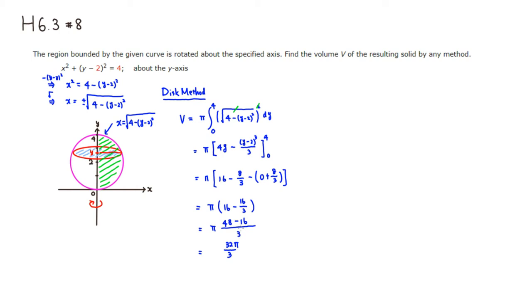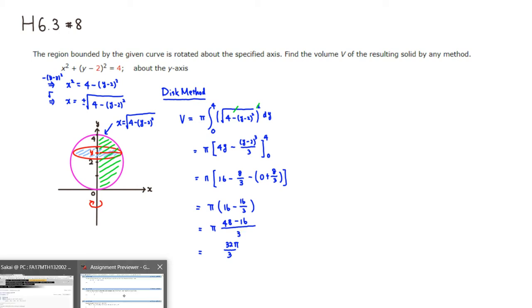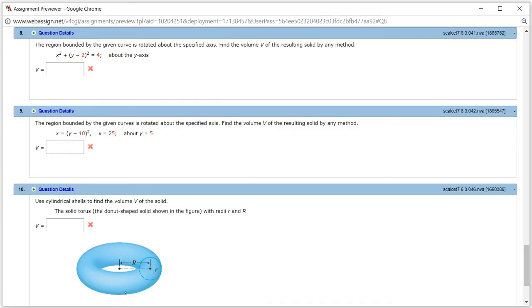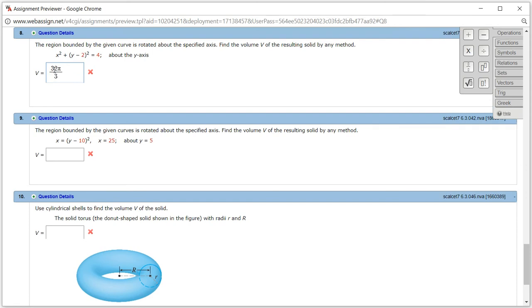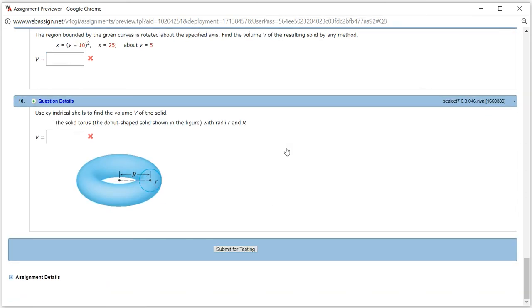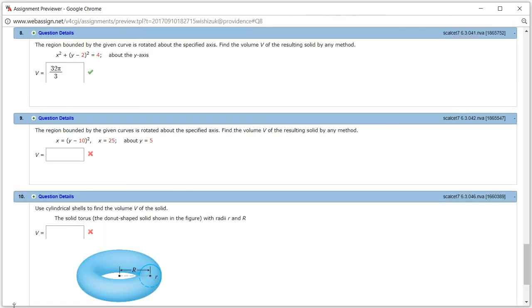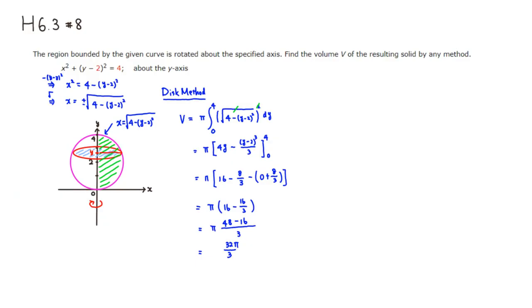So let's type it in: 32 pi over 3. Let's submit for testing. It came back and looks like we got this one correctly. That's it. I hope that this was clear.